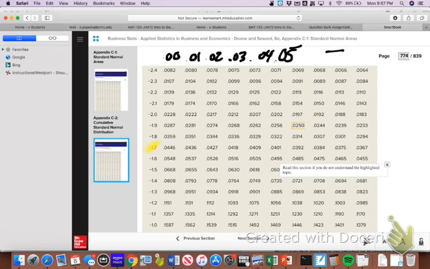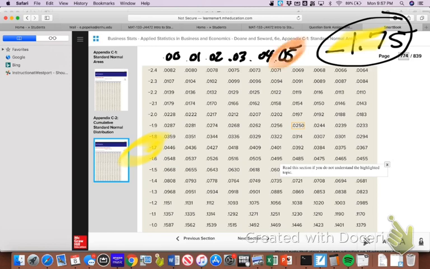So again, we're looking for negative 1.75. That is why we looked for negative 1.7 over here on the left, and then we counted over 0, 1, 2, 3, 4, and 5 because it's kind of cut off. Where do those two points intersect? If we go down this column and across to this row, they intersect right here at 0.0401. So that is the value from the table that we need, 0.0401.